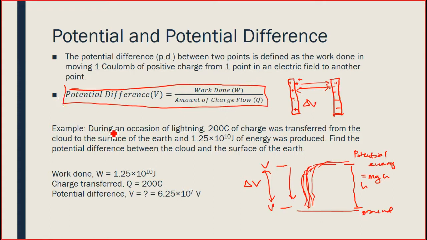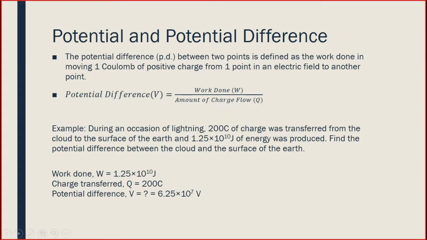Here is a sample question that we have. During an occasion of lightning, 200 coulomb of charge was transferred from the cloud to the surface of the earth, and 1.25 times 10 to the power of 10 joule of energy was produced. When the charge moved, this amount of energy was produced. Find the potential difference between the cloud and the surface of the earth.